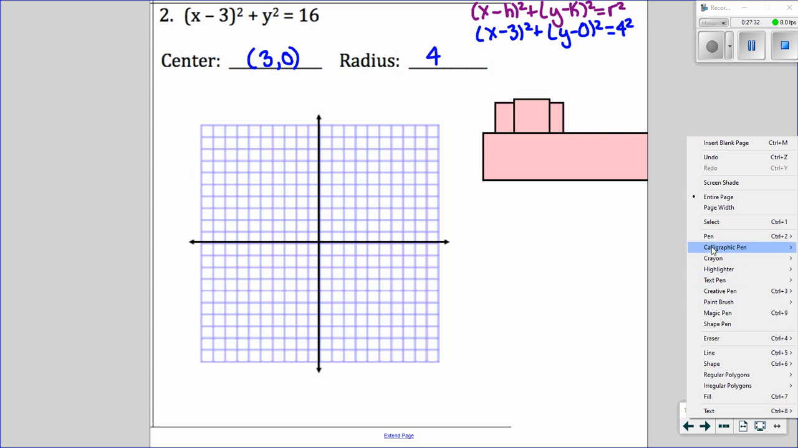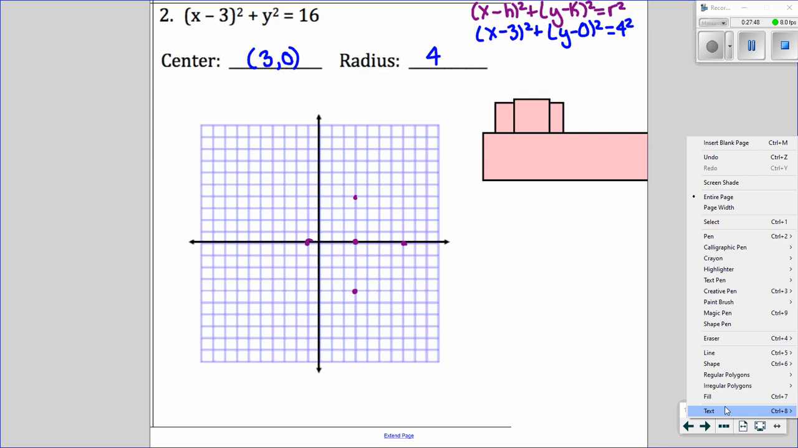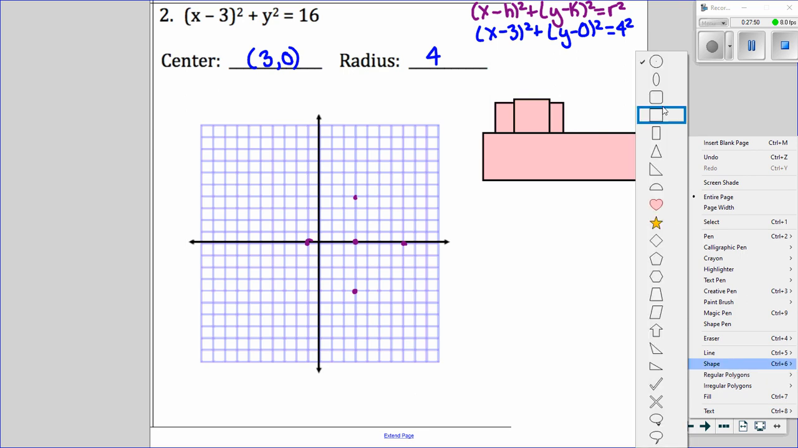So we put in our center, which is (3, 0), and then 4 is our radius. 1, 2, 3, 4. And then we put our circle.